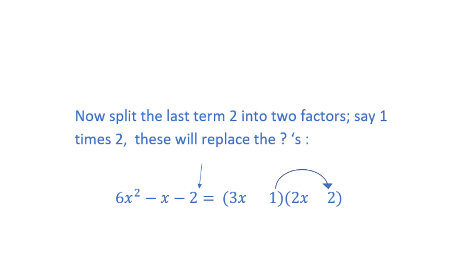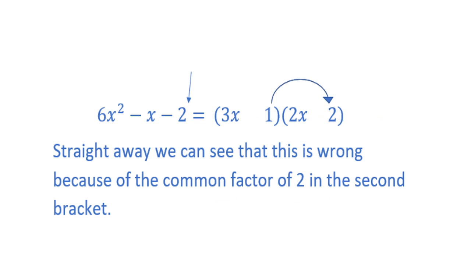So I've gone for 1 times 2 is 2. Don't worry about the minus, as I said. So we've got the first term, 3x times 2x, and the last term, 1 times 2. Okay, now let's see what we do. Straight away, we can see that this is the wrong combination. I've got a 2x there, and I've got a 2 there. There's a common factor in that second bracket. So this is wrong.